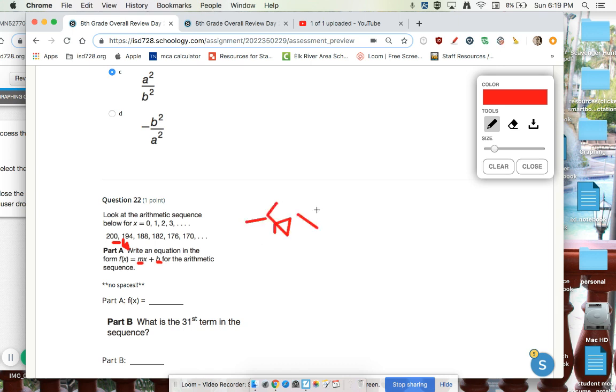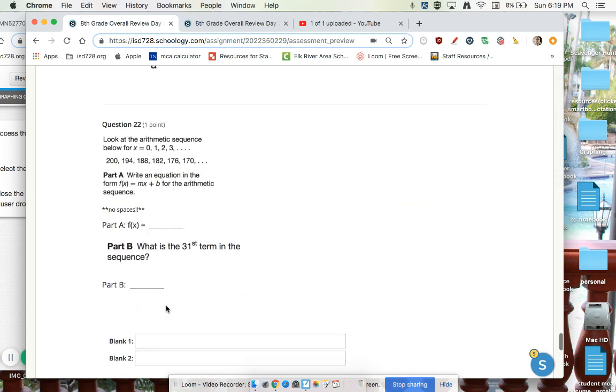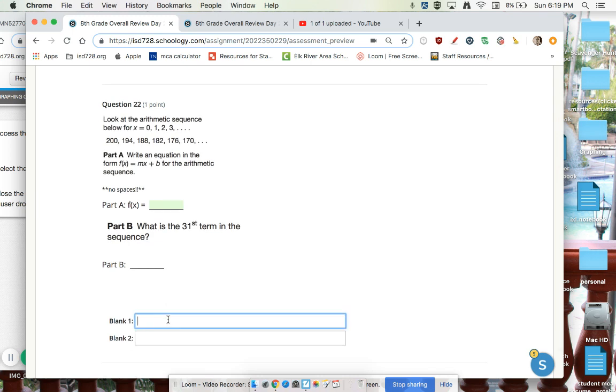And then you always plug in when x is 0. So negative 6 times 0 would be 0. And to get to 200, you would add 200. It's always whatever your initial amount is. So negative 6x plus 200. So I'm going to type that in. I already have the f of x there, so just negative 6x plus 200.